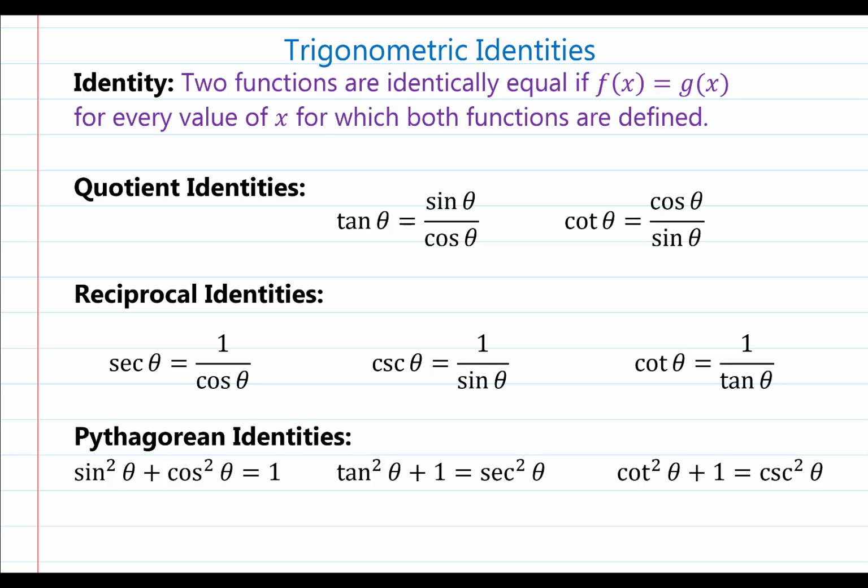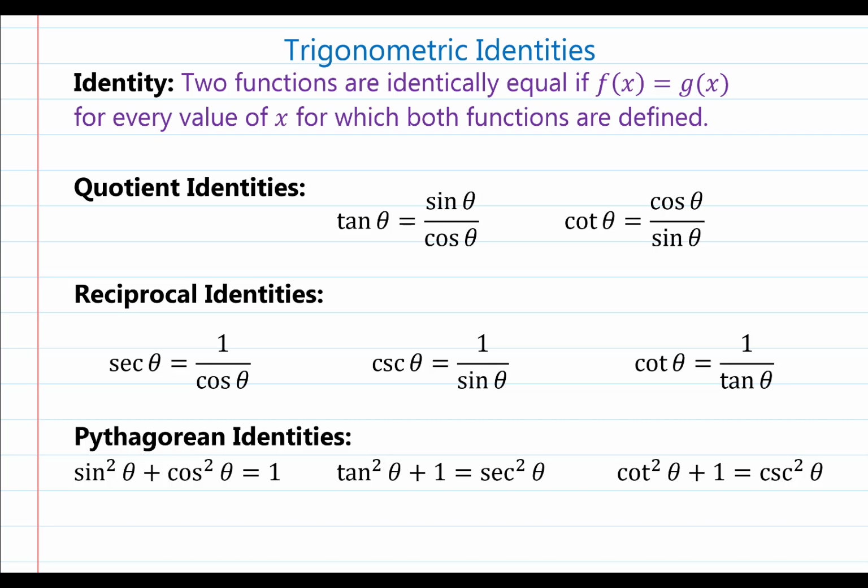Finally, we have the Pythagorean identities, where we have sine squared of angle theta plus cosine squared of angle theta is equal to 1, tangent squared of angle theta plus 1 is equal to secant squared of angle theta, and cotangent squared of angle theta plus 1 is equal to cosecant squared of angle theta. I'm going to focus on the first one because we can actually subtract terms from both sides of these Pythagorean identities to get different versions.